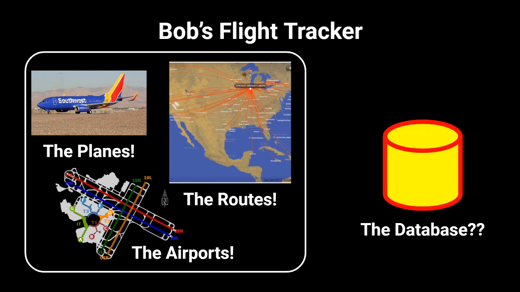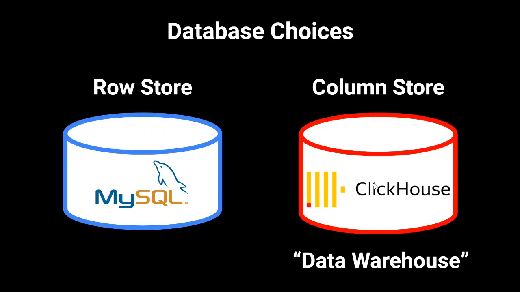The big question for us as developers, though, is what kind of database should we use for this application? Nowadays, there are two general types of databases that we can use, particularly in open source. We can use what's called a row store, which stores the data for each record in a single row. MySQL and Postgres are good examples of this type of database. The other kind of database that's available to us is called a column store, and in that the records are broken up and the columns are stored separately. This type of database is also called a data warehouse.